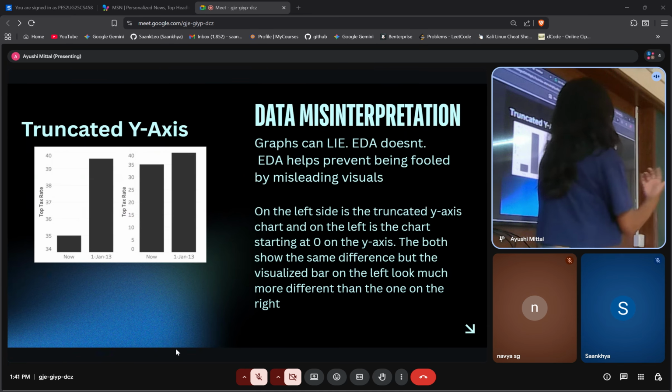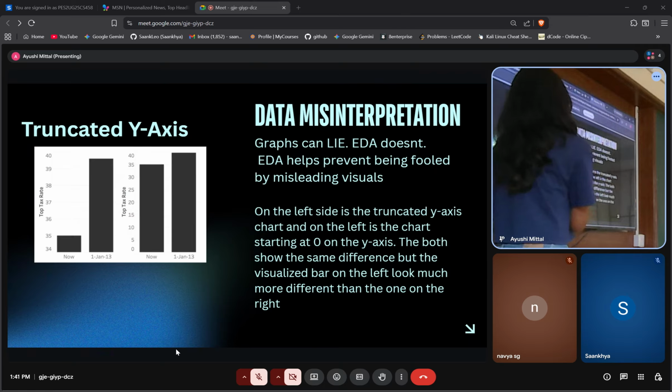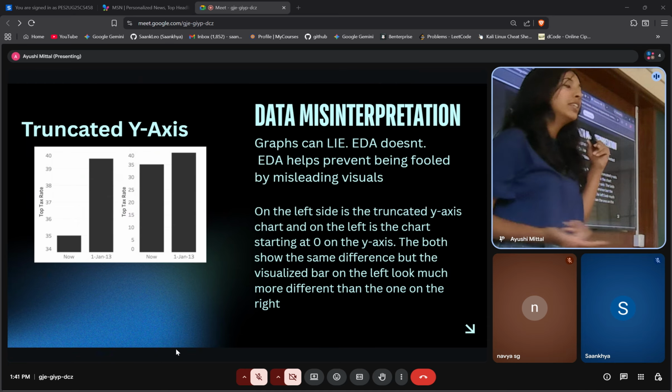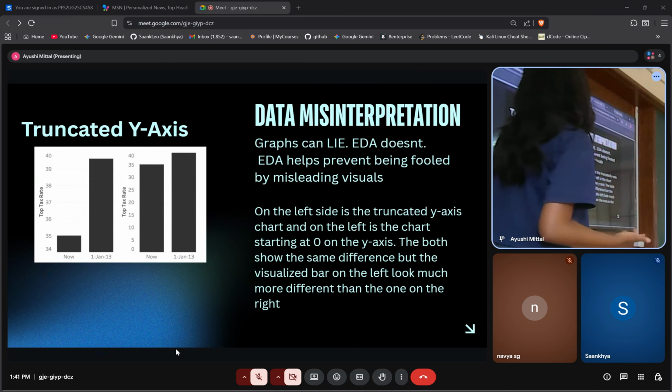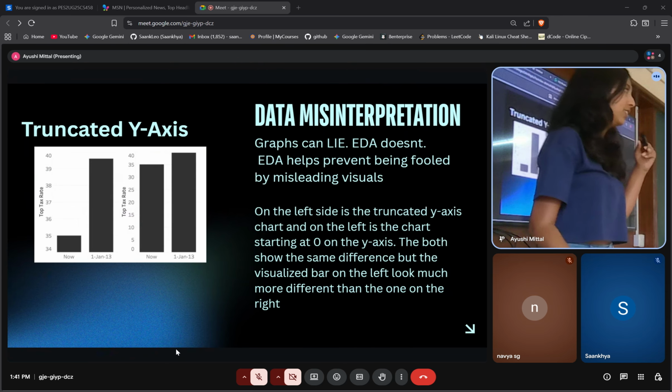Maybe one example of this is tweaking the y-axis. These two graphs show the same thing, but here the y-axis starts at 30 points, whereas the other is not truncated. So if someone just shows you this, what would you think? You would think that it's a huge difference, right? But it's not that big of a difference. You see the actual result, which we can get by exploring the data.